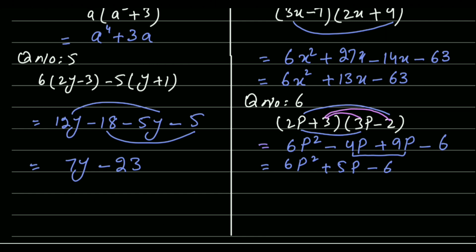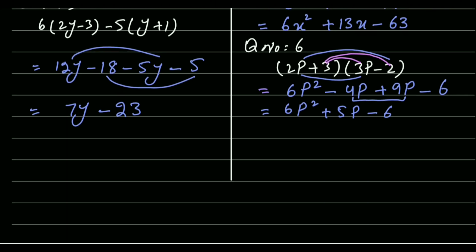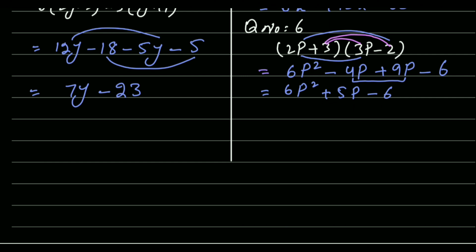Okay, so 1 or 2 more questions we will do. Question number 7. Question number 7 is 4(5w + 3) - (2w - 1). These all are the past paper questions of O levels and IGCSE.